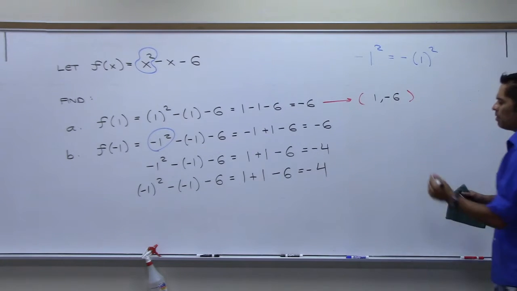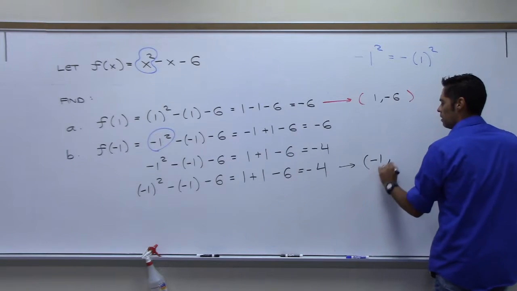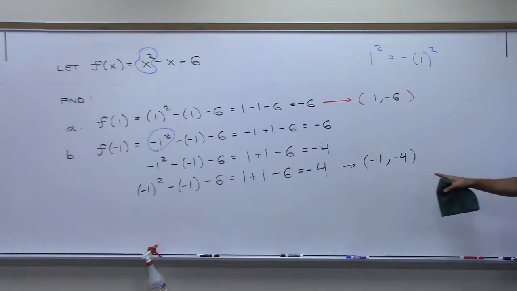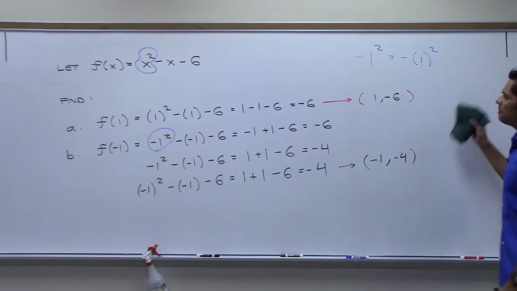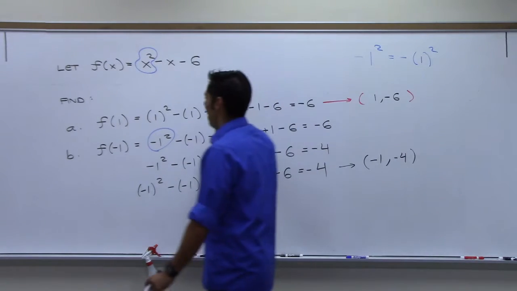Okay, so what would be the ordered pair that would represent this one here? -1, -4? Any questions on that? All right, tell me what this would be. You're going to like this one a lot.